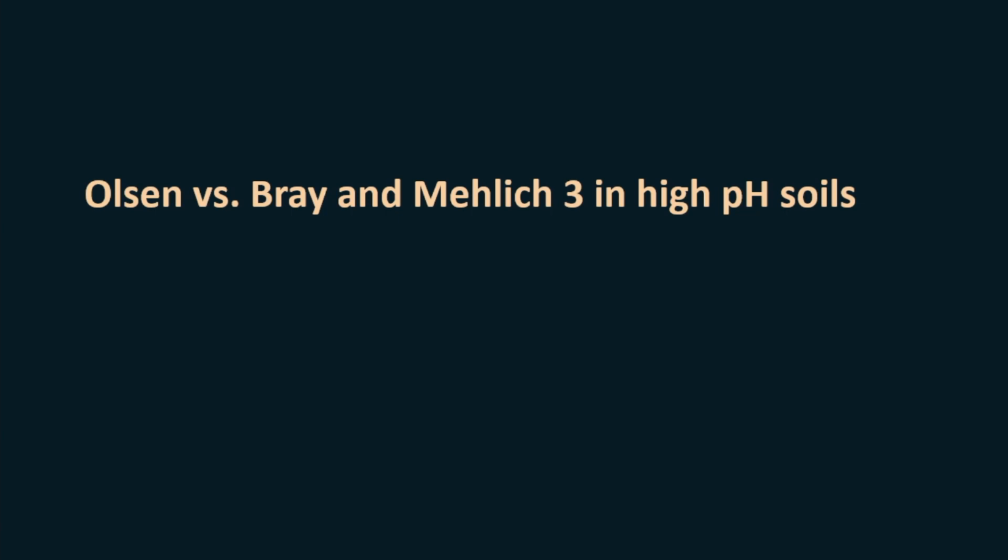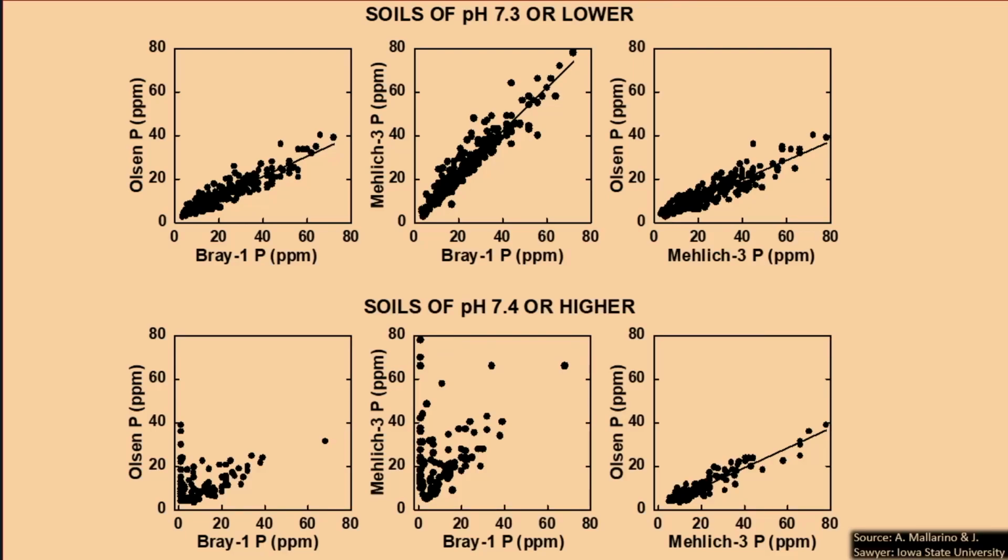Now we're going to take a look at a few graphs comparing the three soil phosphorus tests, the Olson, the Bray, and the Mehlich 3, in high pH soils and lower pH soils. On the top of this slide, we have pH less than 7.3. This is the relationship of Olson to Bray, and you can see it's pretty good. All of those points fall along that line very well. It's not a perfect world. Anybody in soil fertility will tell you soil testing is not a perfect world. If it was, all of those points would fall on that line.